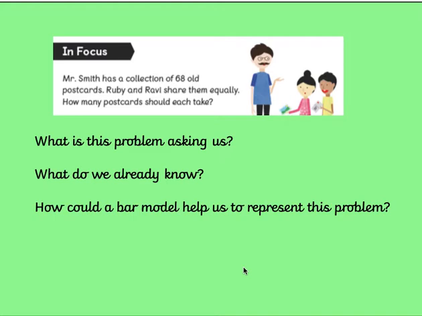So this is when we start to really think about what problems we might be encountering today and what skills we need in order to answer them. So first off, we need to think about what is this problem actually asking us. So it's asking us about how many postcards each child will get if 68 are shared fairly or equally between them. So what do we know? We know there are 2 children and we know there are 68 cards.